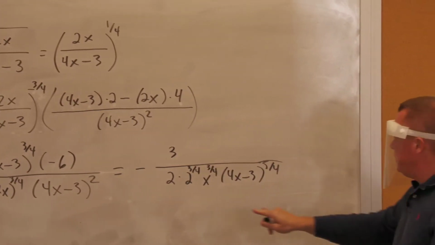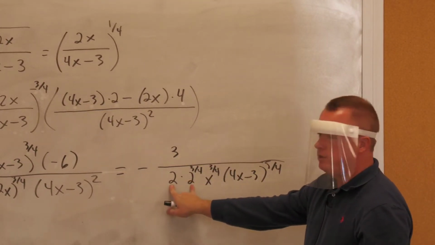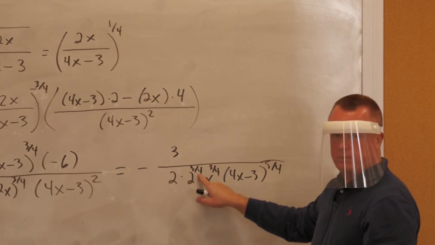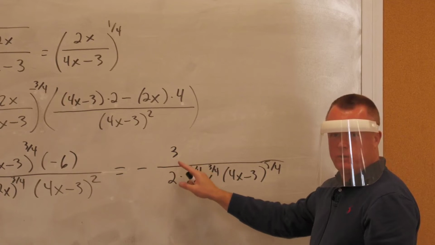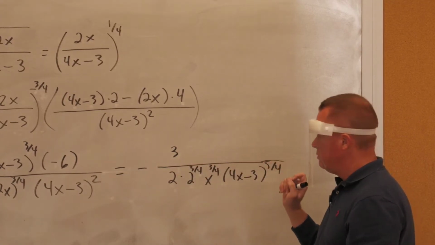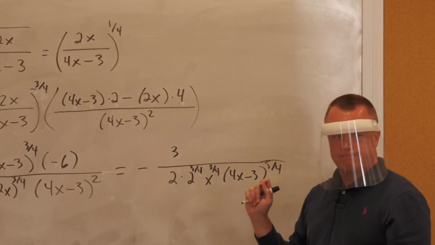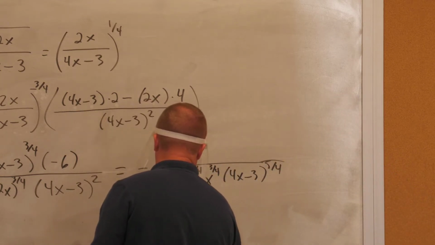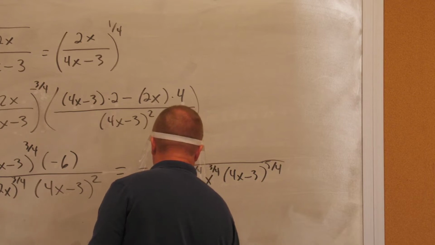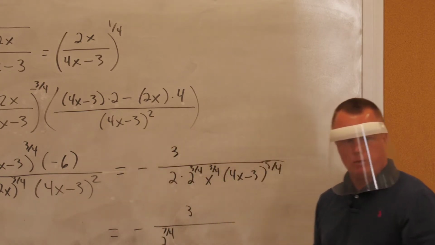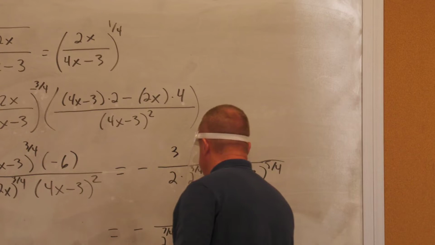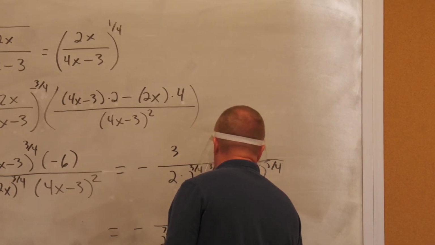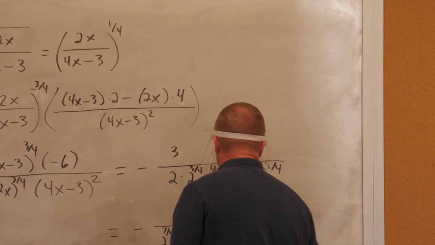The only thing I did different here is I went ahead and just put these two together. So here I've got 2 to the first power times 2 to the 3/4 power. So just add the exponents. What is 1 plus 3/4? 7/4. 4/4 plus 3/4. And that's how I left the answer.